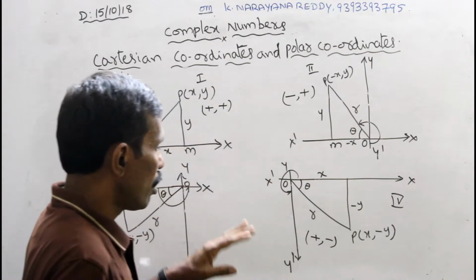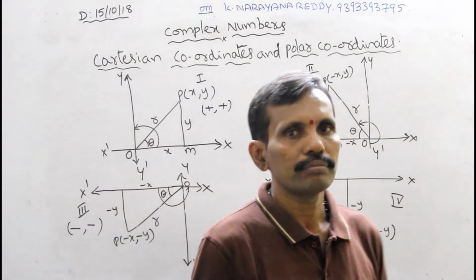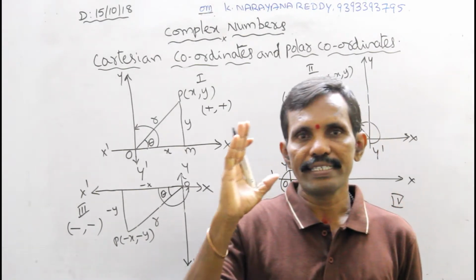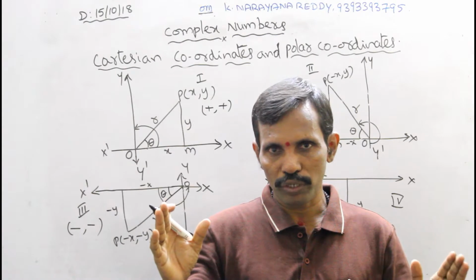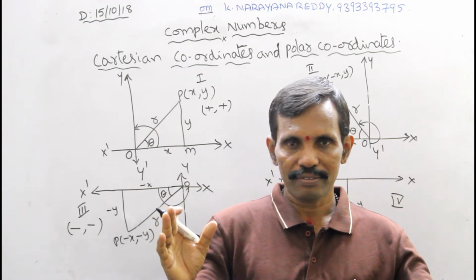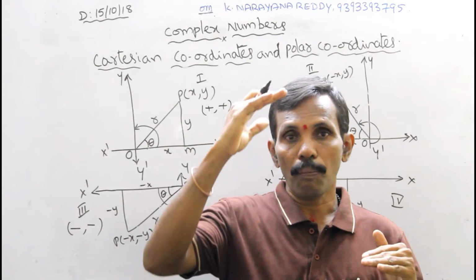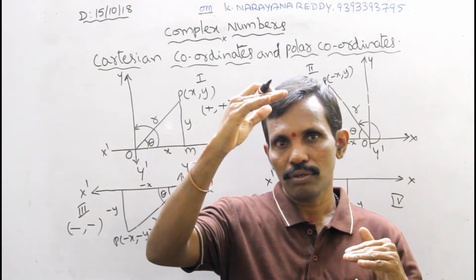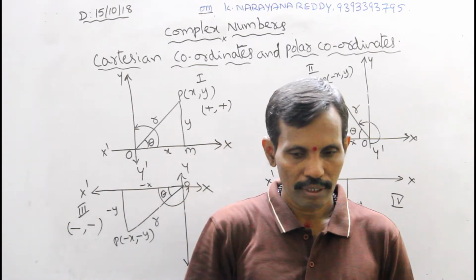So, always, in a graph, the right side is positive x, the left side is negative x, the upper side is positive y, and the below side is negative y. Remember it. Again I will tell.